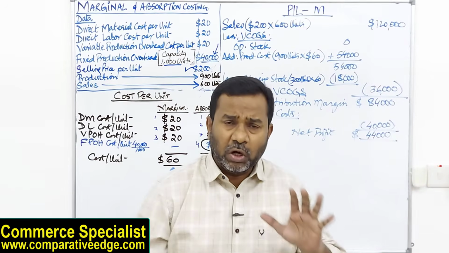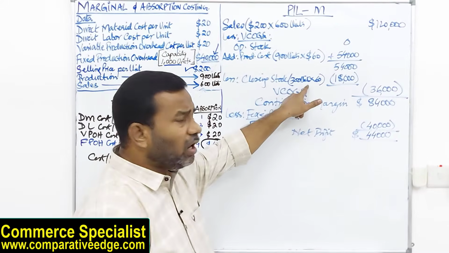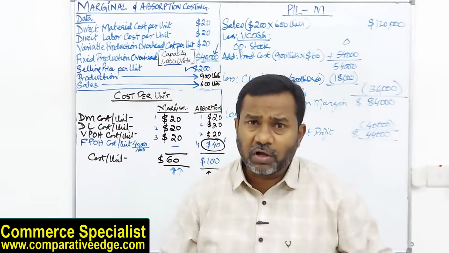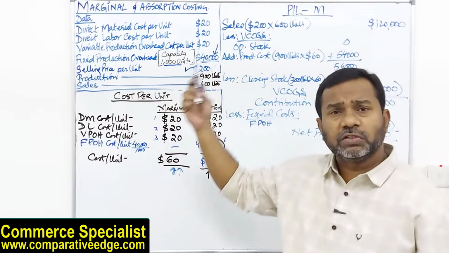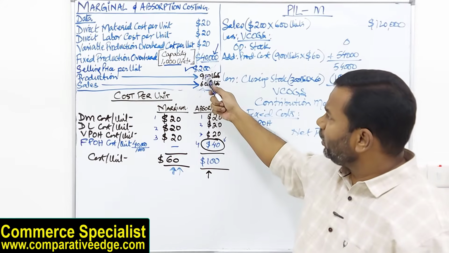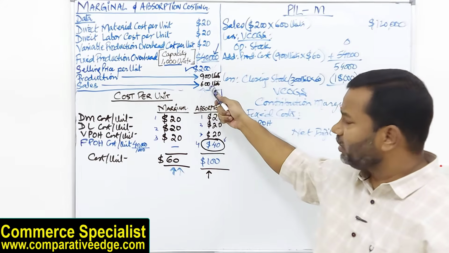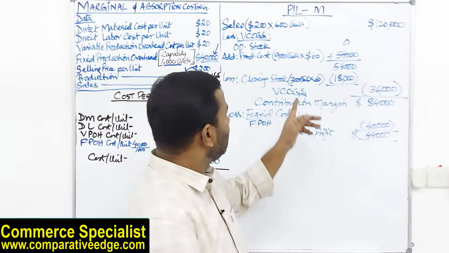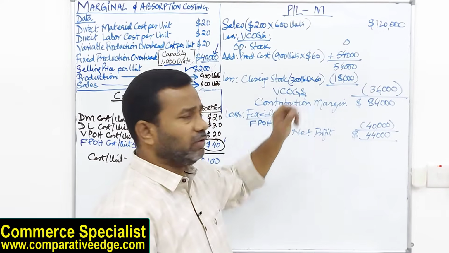No difference. The only difference is the closing stock. How did I get to know that closing stock is there? There was no opening stock, and I compared production with sales. If I'm making 900 and selling 600, 300 units are closing stock, valued at the marginal cost per unit.